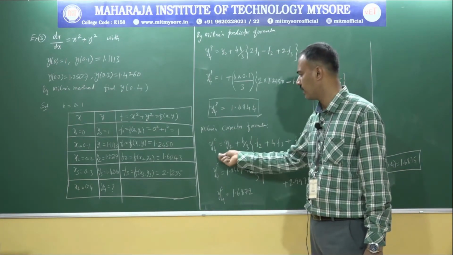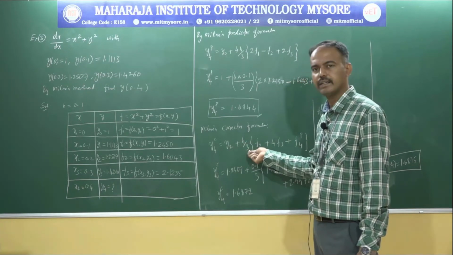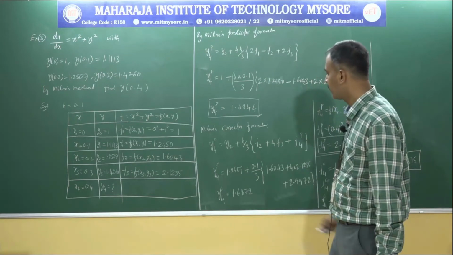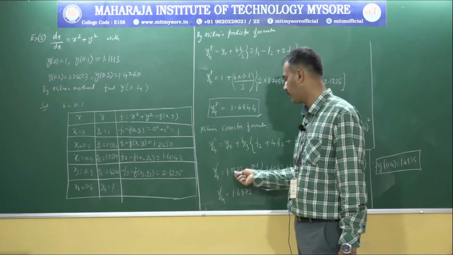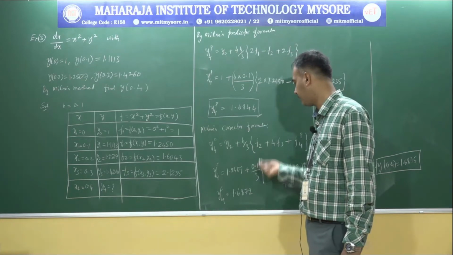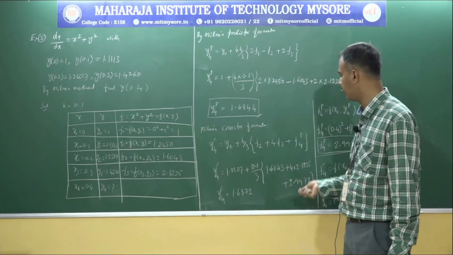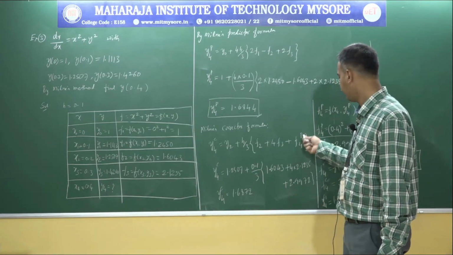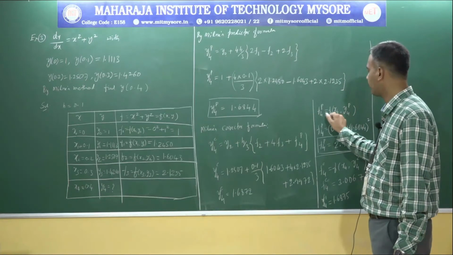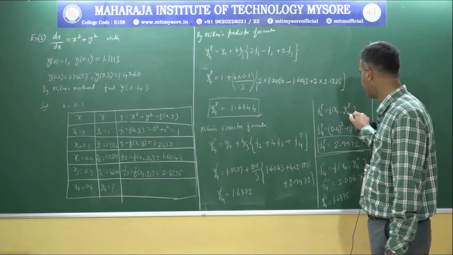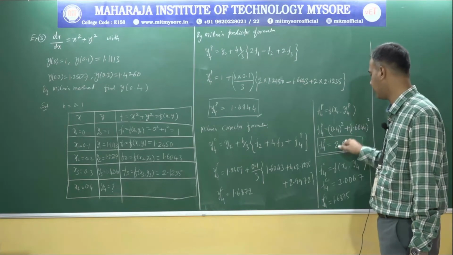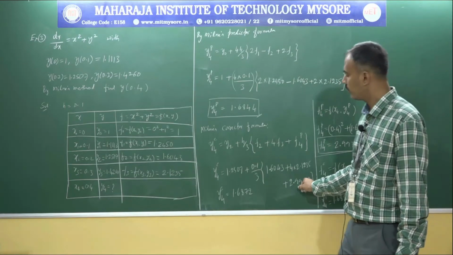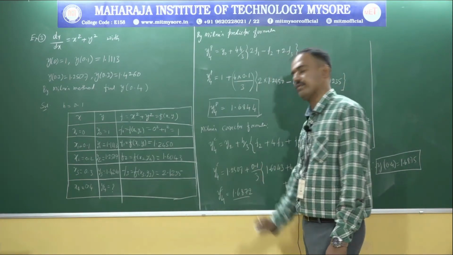Next, apply Milne's corrector formula: y4c is y2 plus h by 3 times (f2 plus 4 f3 plus f4p). So y4c is equal to y2, 1.2507, h 0.1 by 3, f2 1.6043, 4 into f3 2.1235, plus f4p. We already simplified f4p as f of x4 comma y4p, which is 2.9972. Replace it and simplify with the help of the calculator.